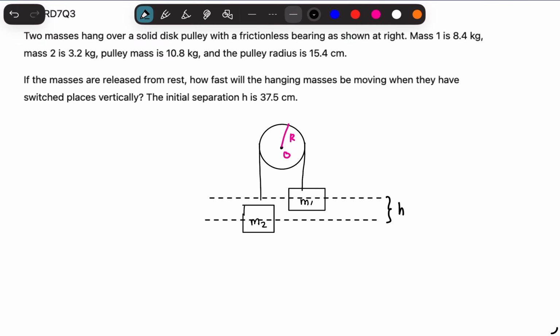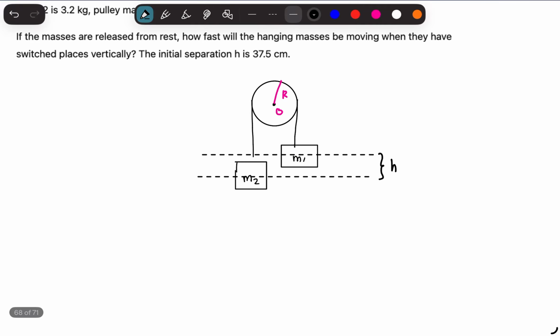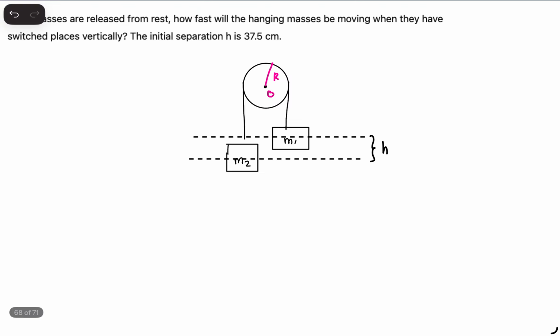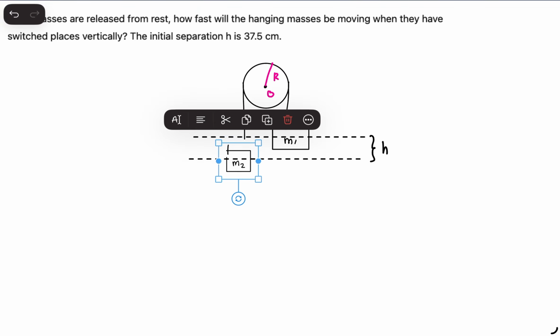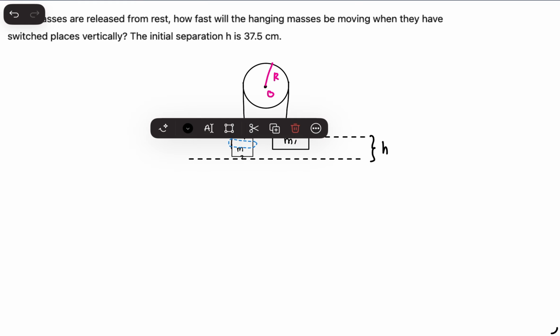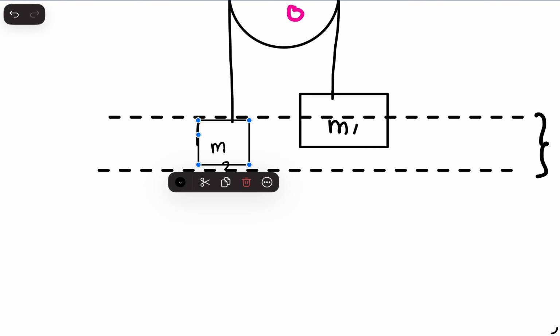So that means when this M2 is going to rise up to where M1 is right now, we can actually make this smaller so that it matches with its size.